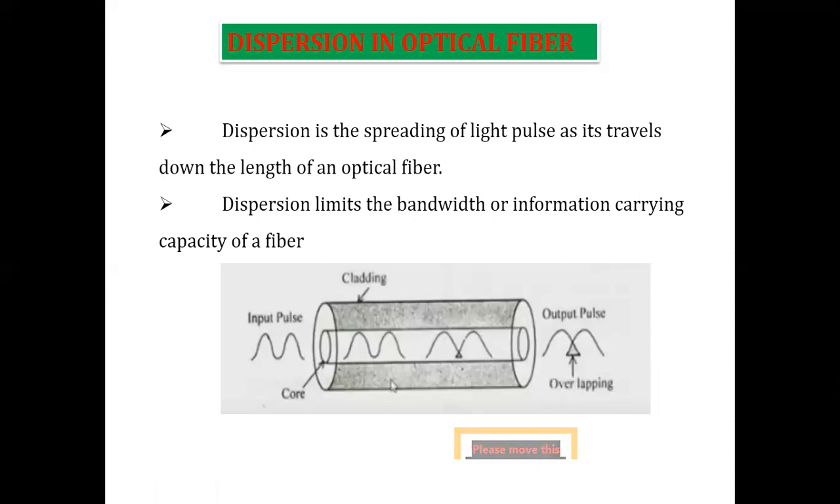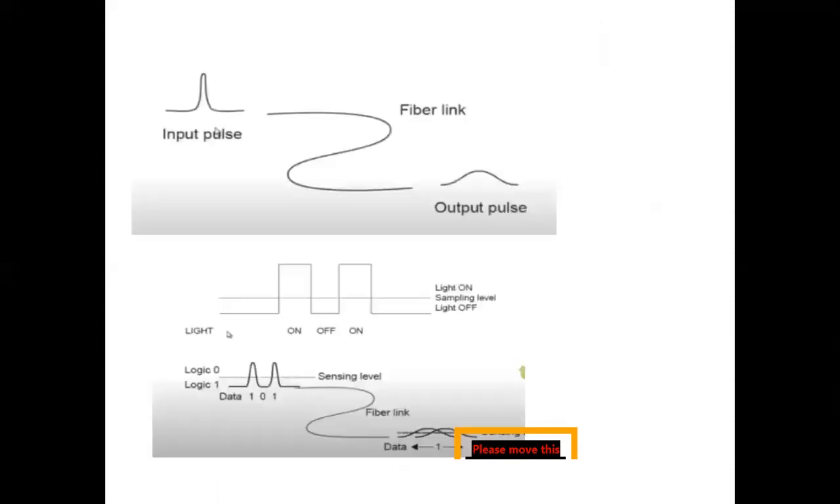When the output is received at the receiver side, the overlapping of pulses takes place. So we can't distinguish between the ones and zeros. Such cases are known as ISI, that is, inter-symbol interference. So it will not be able to receive the signal properly at the receiver side.